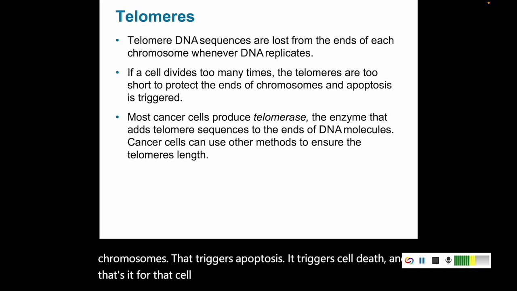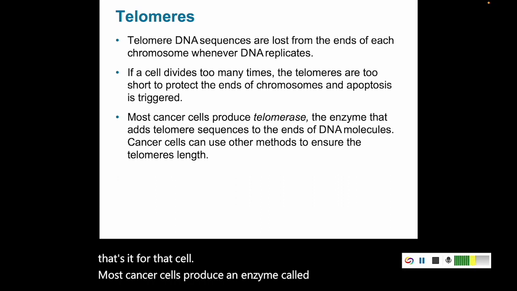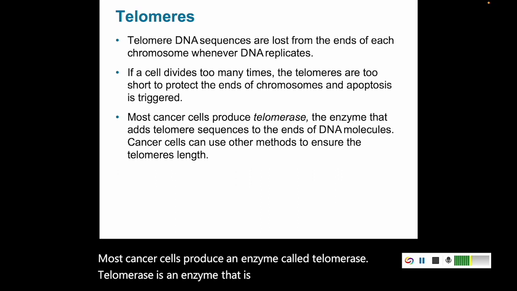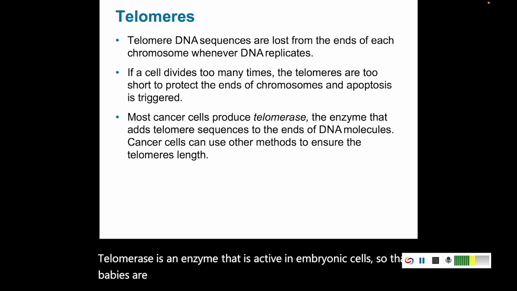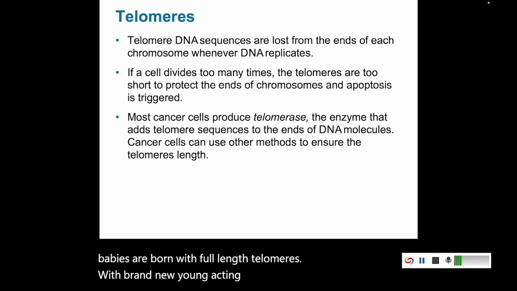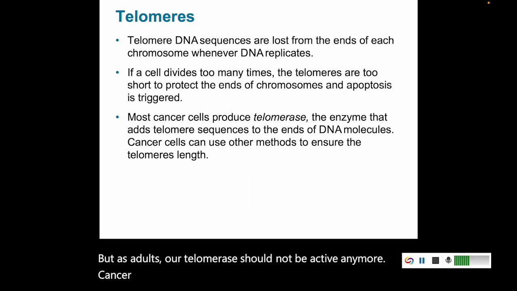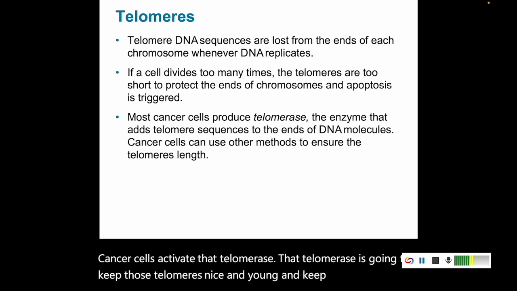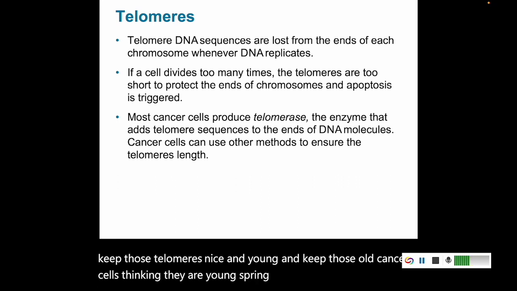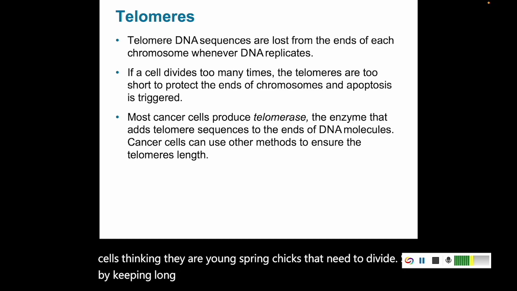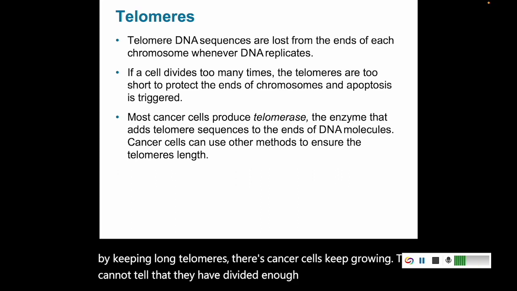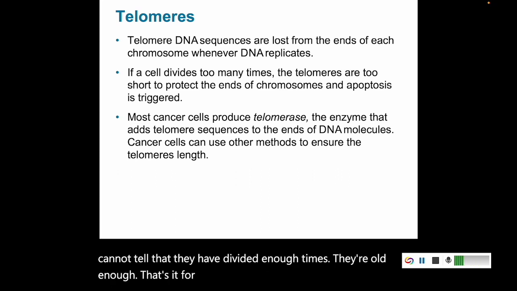Most cancer cells produce an enzyme called telomerase. Telomerase is an enzyme that is active in embryonic cells, so that babies are born with full-length telomeres, with brand new young-acting cells. But as adults, our telomerase should not be active anymore. Cancer cells activate that telomerase. That telomerase is going to keep those telomeres nice and young, and keep those old cancer cells thinking they are young spring chicks that need to divide. So by keeping long telomeres, those cancer cells keep growing. They cannot tell that they have divided enough times, that they're old enough, that's it for them. They just keep growing.